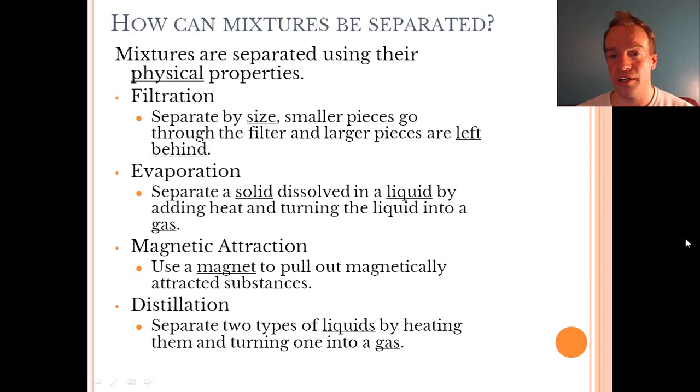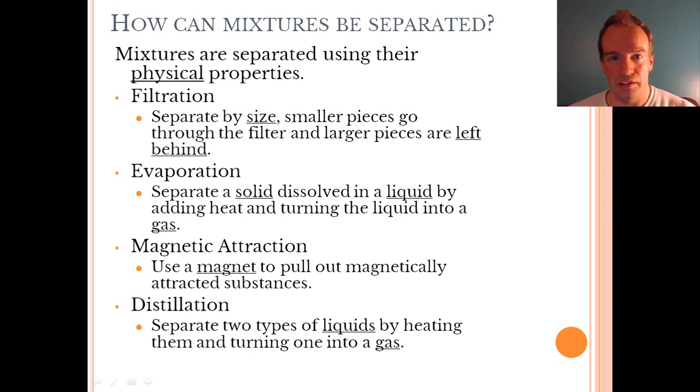Filtration, we can separate them by size. If we have a filter, we can let smaller pieces through, larger pieces are left behind. Evaporation, if we have a liquid and there's a solid dissolved in it, or there's just a suspension and there's some solids floating around in there, we can actually boil off whatever that liquid is and leave behind whatever the solid is. In magnetic attraction, if it's cobalt, nickel, or iron, we can use a magnet to take it out of the mixture.